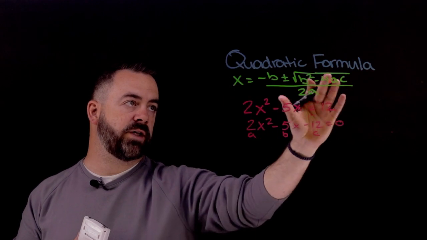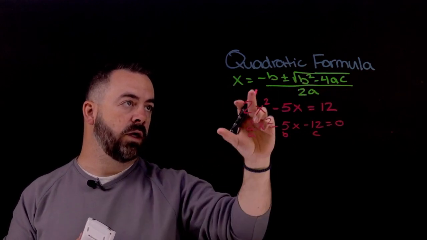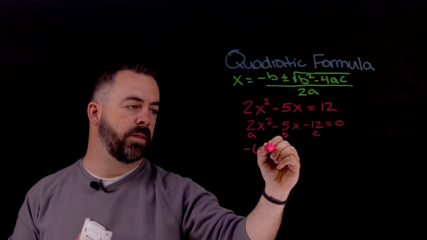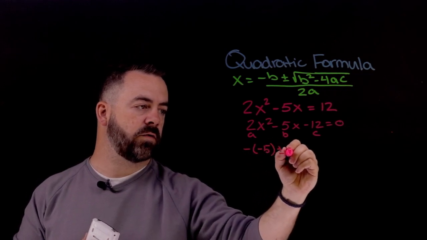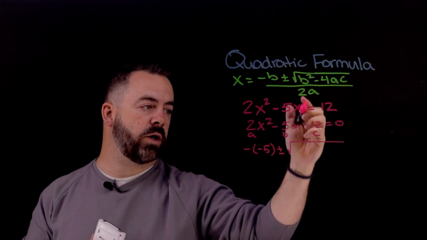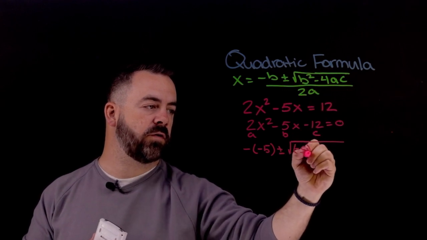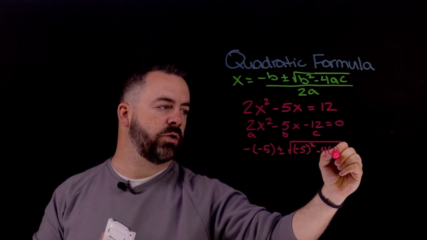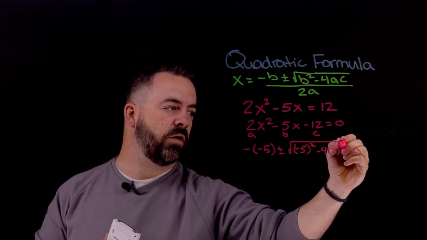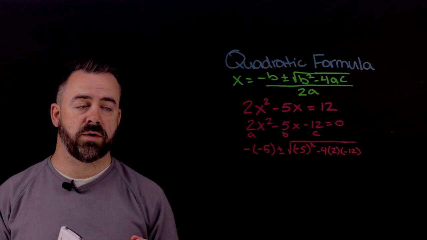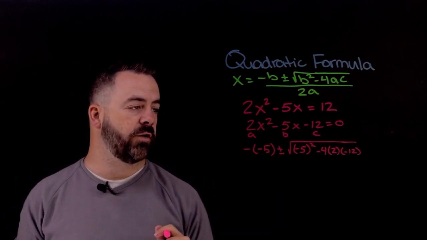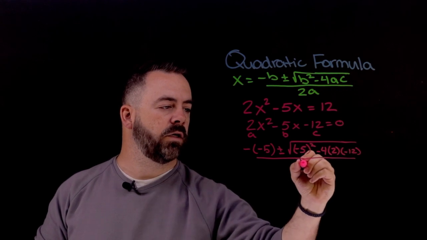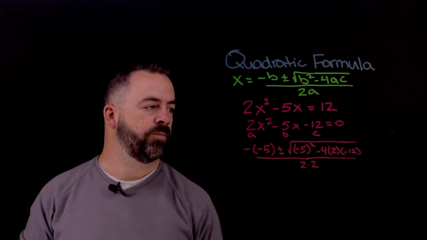So now I'm going to start placing them into the formula. Negative, negative b, plus or minus. Whenever you square something, make sure you use parentheses. Minus 4, a is 2, c is also negative. So a lot of parentheses can be utilized writing out the quadratic formula. All divided by 2 times 2.